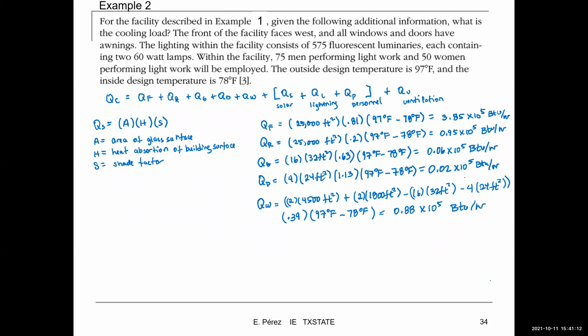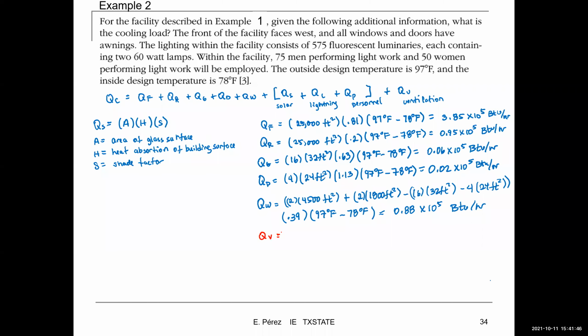So following the formulas, we were able to compute the Q factors for the first five: floor, roof, and for the doors, for the windows. And now we have to compute the rest of them. So we're going to continue, and the next one that we are going to compute is the Q for the ventilation.